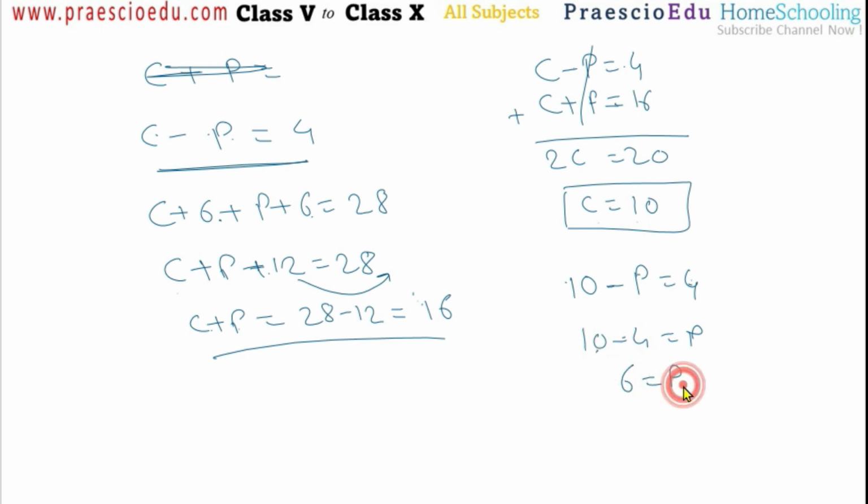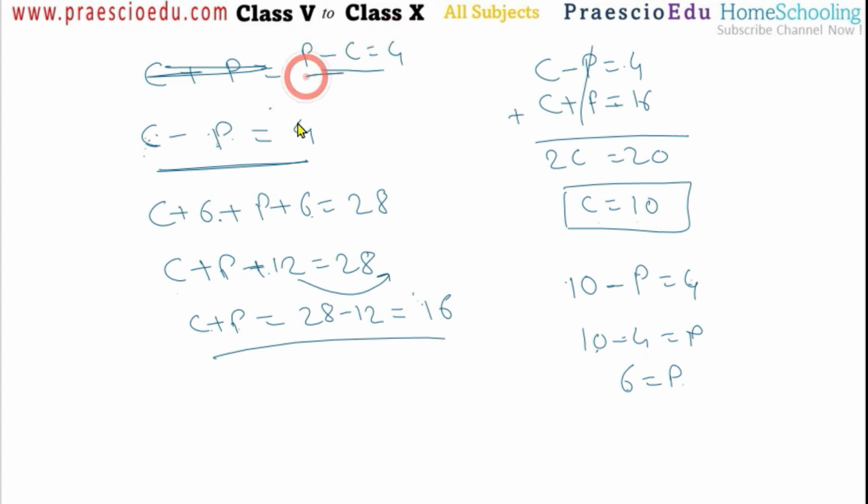So Pinky's age is 6, but here in the condition we don't know who is elder. Here we have assumed Chintu is elder. But suppose if we assume Pinky is elder, then this equation will take the form P minus C is equal to 4.